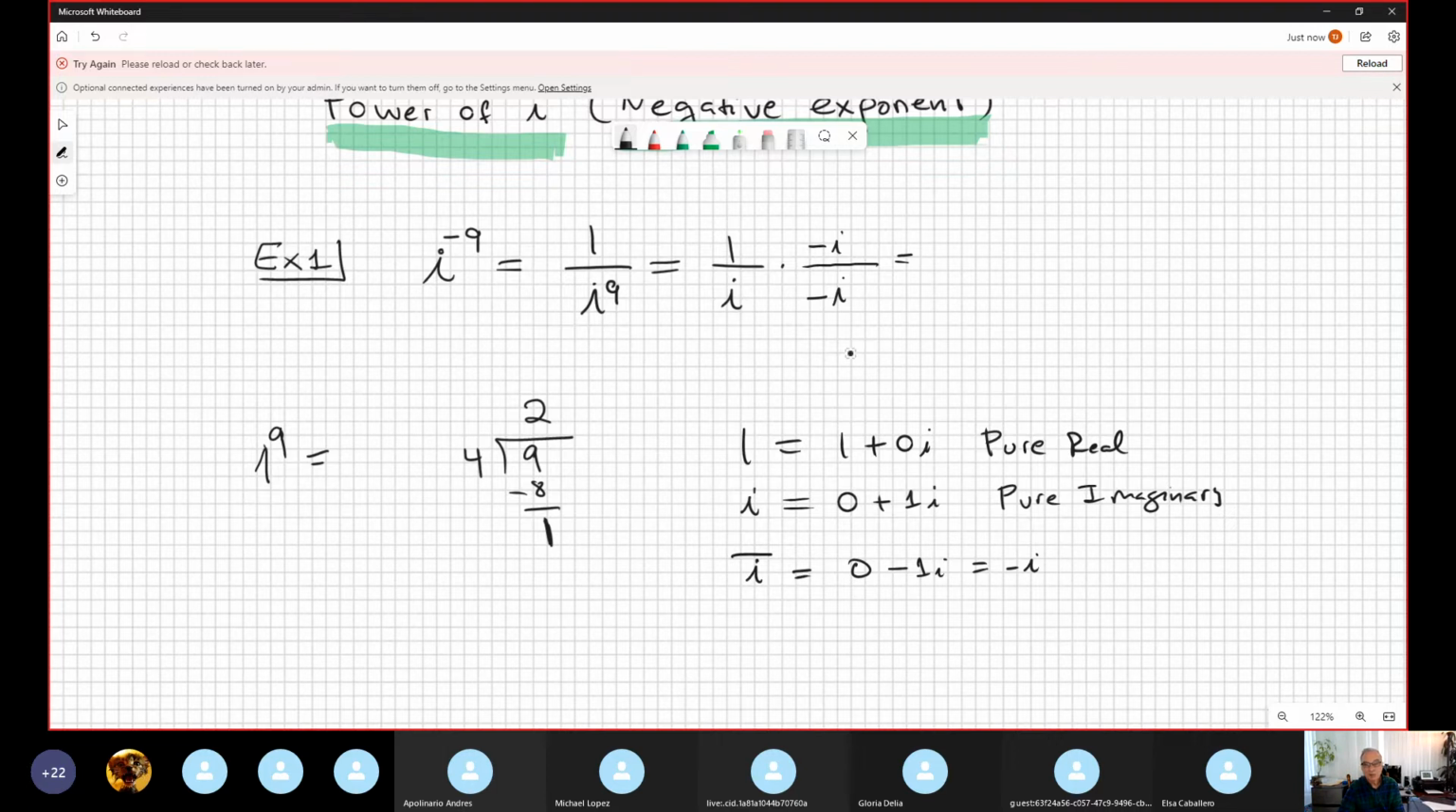And now multiplication: top times top, bottom times bottom. 1 times negative i is negative i. And on the bottom we have negative i squared, or i squared, which is negative 1. That's negative i divided by negative 1, so the negative becomes positive. The answer is negative i over 1, which is negative i. Super. Clear or confused?